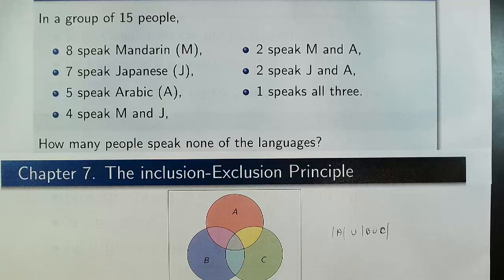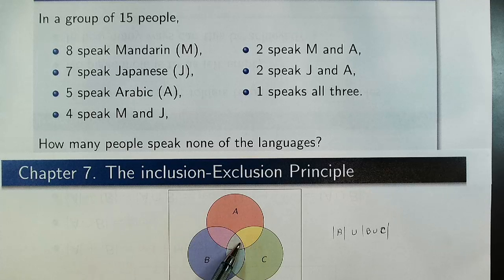Oh, there are 8 possibilities, aren't there? Speaking Mandarin, 2 possibilities, do or don't. Speaking Japanese, 2 possibilities, do or don't. Speaking Arabic, 2 possibilities, do or don't. 2 times 2 times 2 is 8. 8 possibilities overall, aren't there? And there are 8 regions here, one to represent each of those possibilities.